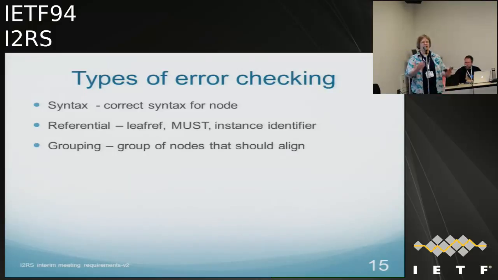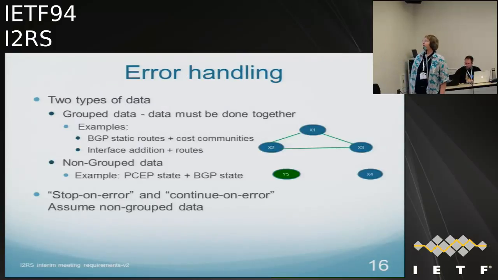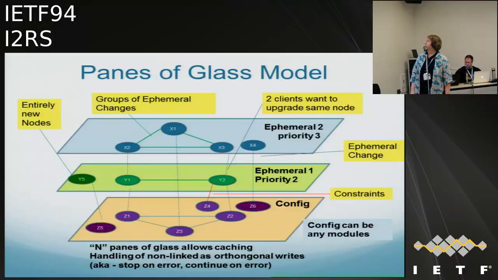Grouping of nodes that should align. Again, whether they're a group that must work together or whether they're atomic. Atomic is non-grouped. Oh, good. I had it in another way. So group data must be done together: BGP, static routes, cost community, interface addition, and routes. Non-group data can be done atomically. If you stop on error and continue on error, assume non-group data. Did I do that one right, Joel? Yep. Okay. If it doesn't hit your error flag. Okay, next one. Okay, skip that one.